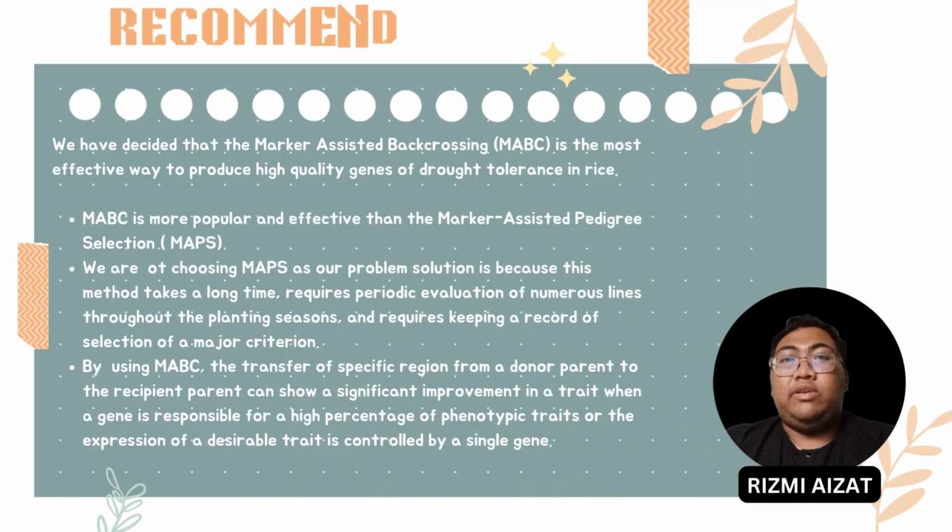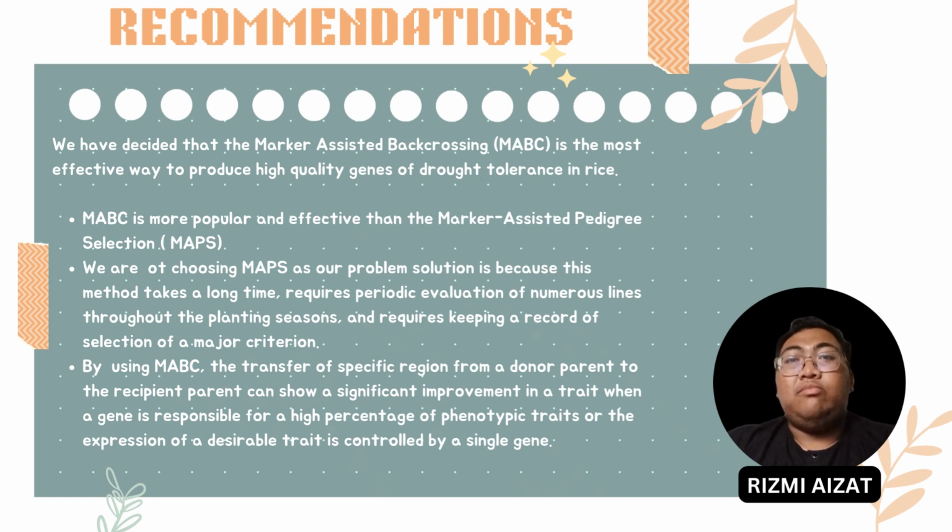For recommendation, we have decided that marker-assisted backcrossing (MABC) is the most effective way to produce high quality drought tolerance in rice. MABC is more popular and effective than marker-assisted pedigree selection (MAPS). We are not choosing MAPS as our problem solution because the method takes a long time, requires evaluation of numerous lines throughout the planting season, and requires keeping a record of selection as a major criterion.